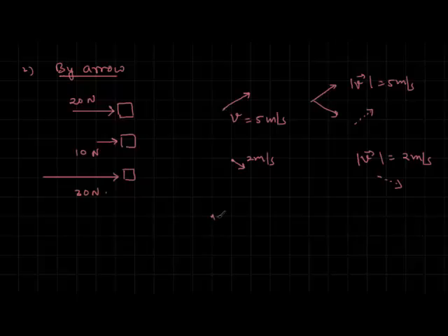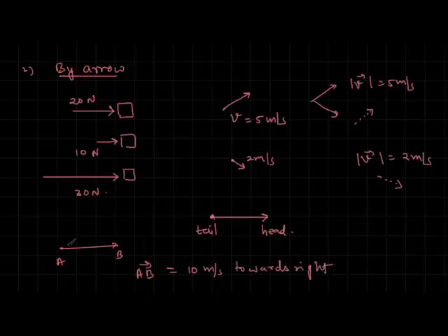So in the representation by arrow, this is a tail. This is called the tail part of the vector, and this is called the head part of the vector. So sometimes we also write it as, if this is A and this is B, instead of writing V vector, we write it as AB vector. So then we can write that AB vector is 10 meter per second towards right. So A is always for the tail and B is always the head.